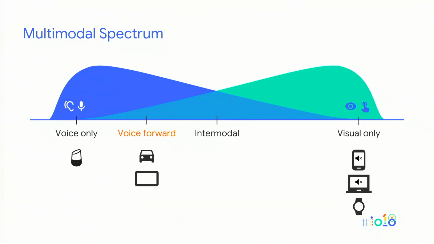Cars and smart displays that rely primarily on voice but have optional visuals are known as voice-forward devices. Phones and Chromebooks with the audio on, which can use a mix of both voice and visuals, are known as intermodal devices. So now we have a vocabulary for categorizing these devices. But before we can start designing for them, it helps to understand the strengths and weaknesses of each of these modalities. Let's talk about voice first.